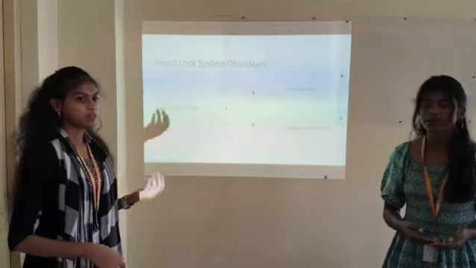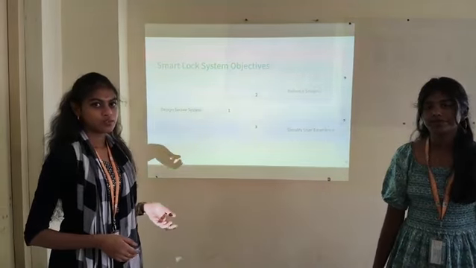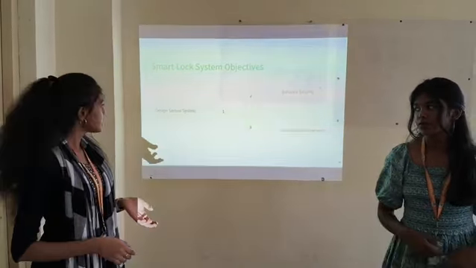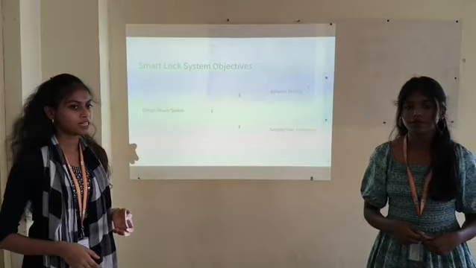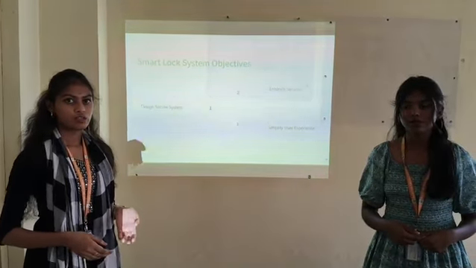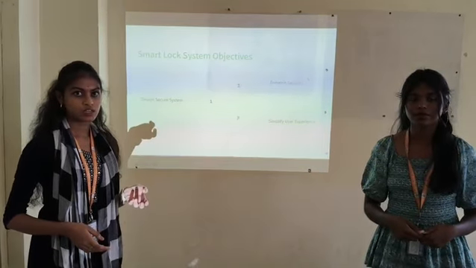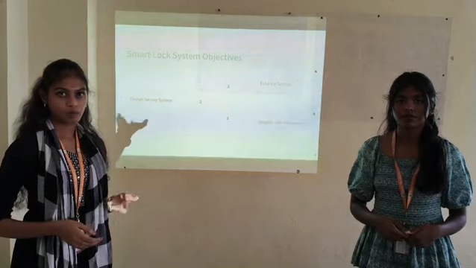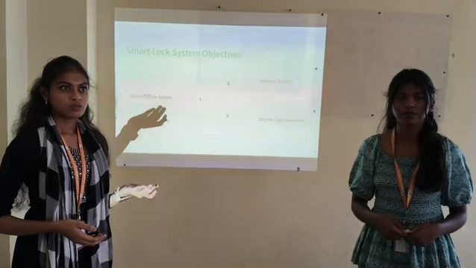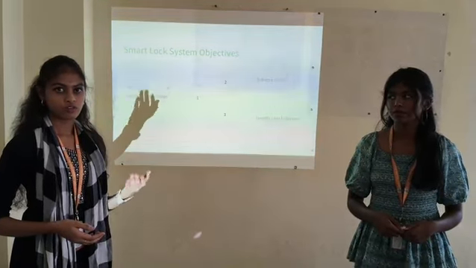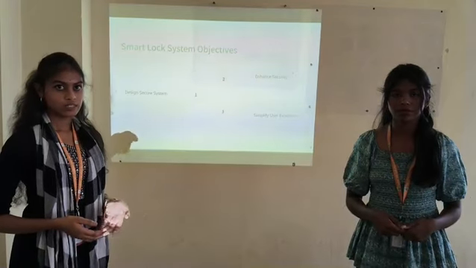In a smart lock system, there are some objectives. The first objective is to design a secure system. In a secure system, it is used to protect the door from unauthorized access. It uses technologies like face lock, fingerprint, or mobile apps, which send a notification to the user for a better experience.